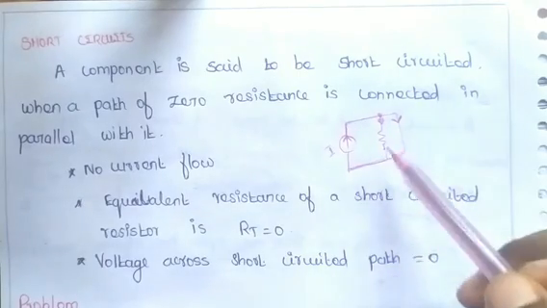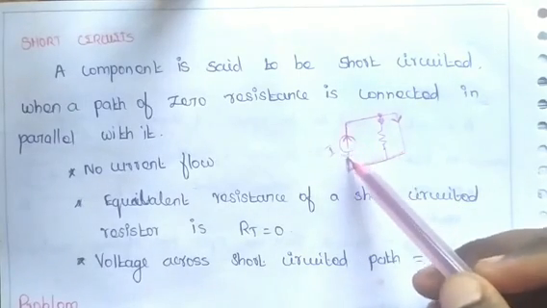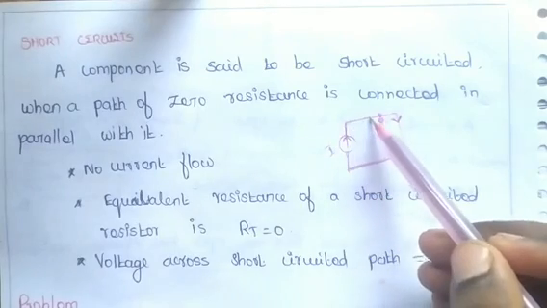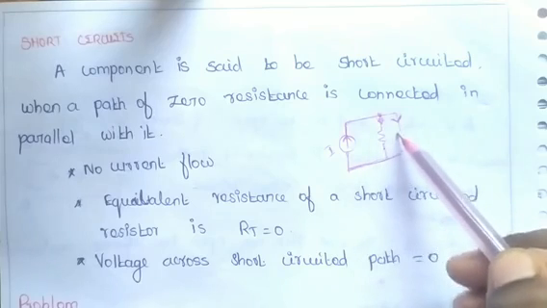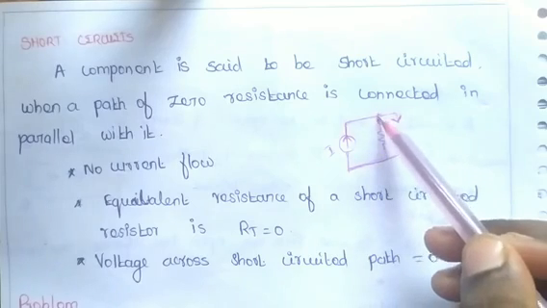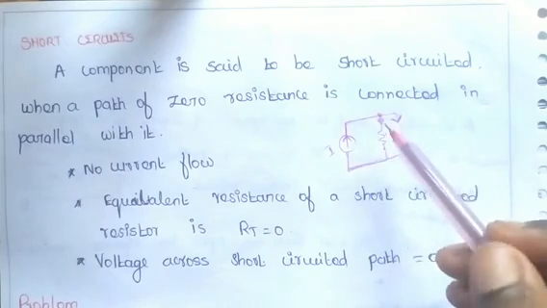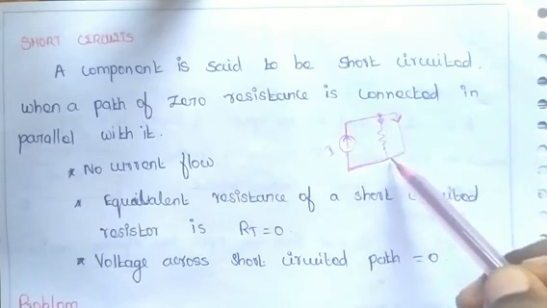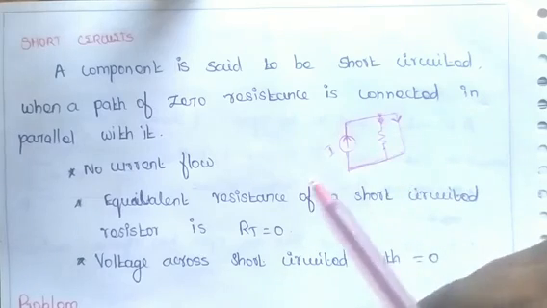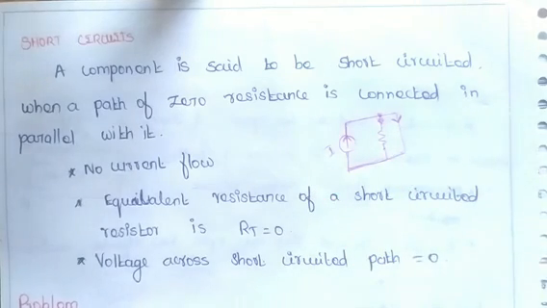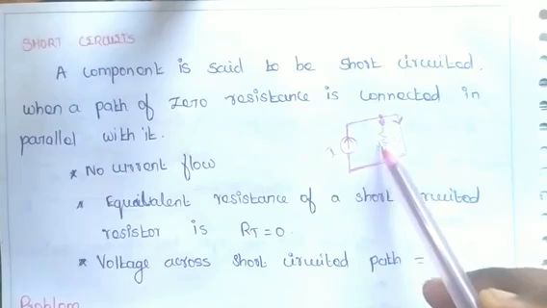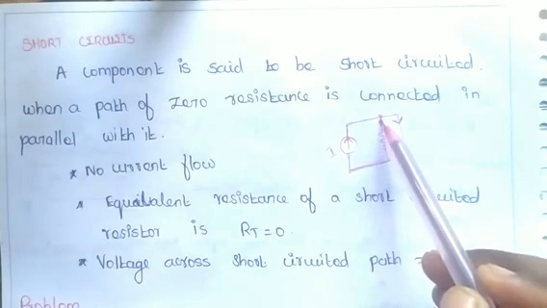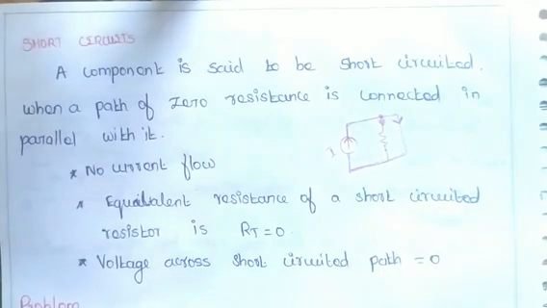When I excite this network through a current source, current starts to flow. When the current reaches this node, it finds 2 different paths. One path provides no resistance and another path provides some resistance. Obviously, the current chooses this path only because in this path there is no resistance to its flow. So, there is no current flow through the short circuited component. In this case, through this resistor, there will not be any current flow.